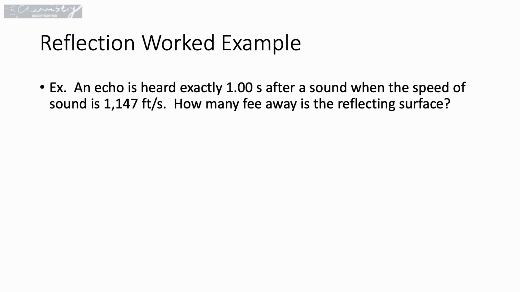Welcome back. So in this question, it says that an echo is heard exactly 1.00 seconds after a sound when the speed of sound is 1147 feet per second. How many feet away is the reflecting surface? The first thing we know is that we have 1.00 seconds, so our time is equal to 1.00 seconds. And then it says that the speed of sound is 1147 feet per second. It is asking us how many feet away, so that means we are looking for distance.